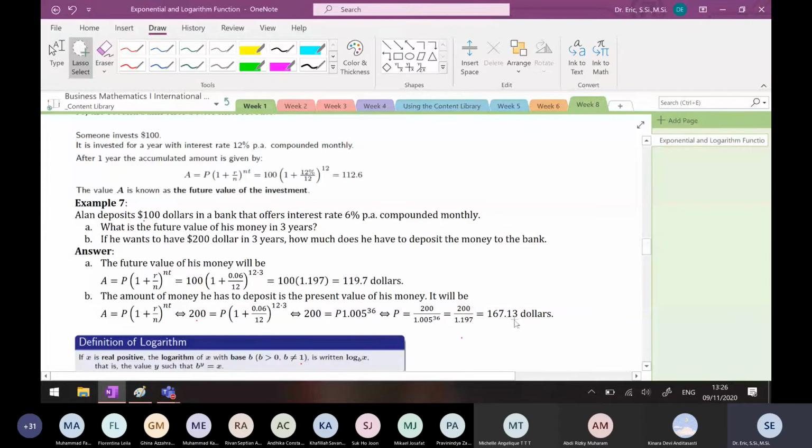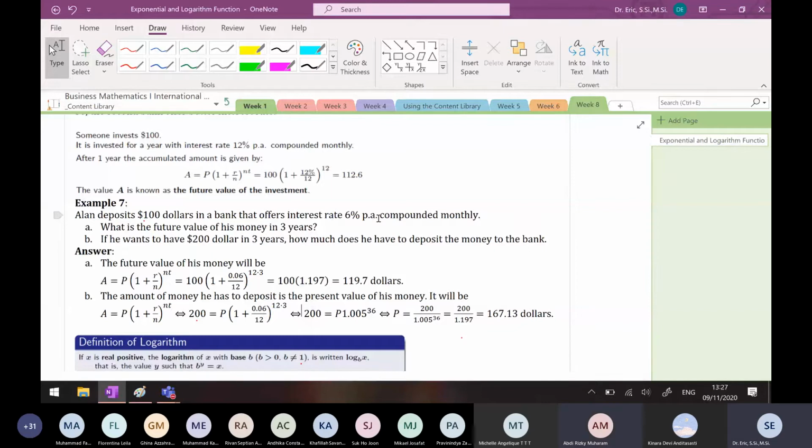It is enough. But if you are allowed to use a calculator, such as now, you have this one, $167.13. So deposit this $167.13 to make it grow after 3 years to 200 with the interest rate 6% PA compounded monthly. So do you have any question here?